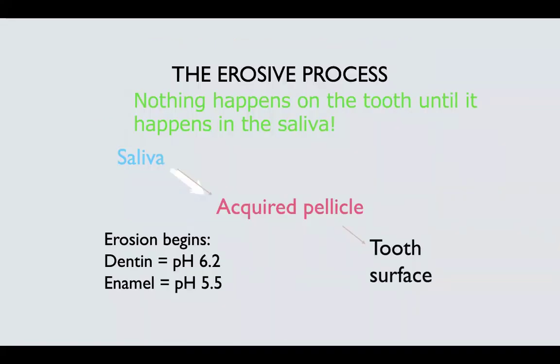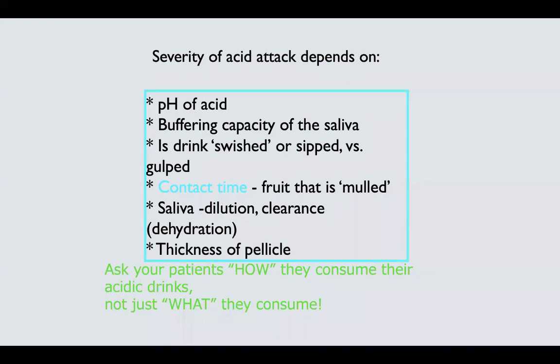So what happens in the erosive process? Nothing happens on the tooth until it happens in the saliva. You know, the saliva, the quality of it affects the acquired pellicle on the tooth surface. Well, you get acid in there, dentin starts breaking down when the pH goes down to 6.2, enamel down to 5.5. And the severity of this depends upon the pH of the acid that comes into the mouth, how much of a buffering capacity does your saliva have.